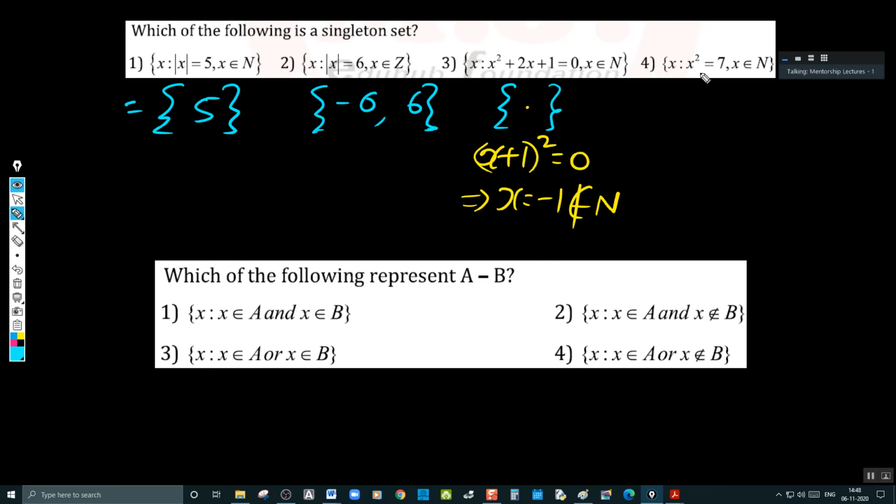Coming to this now, x square is equal to 7, x belongs to N. So in this one also, you don't have any element present, because x becomes plus or minus root 7. You tell me whether root 7 belongs to natural numbers or not. No. So two are null sets. Only one is a singleton set.